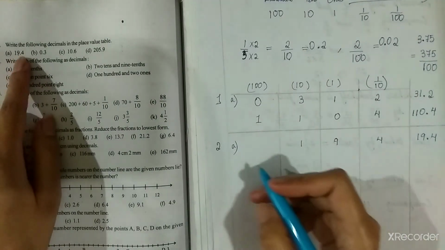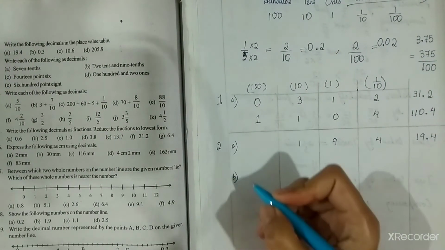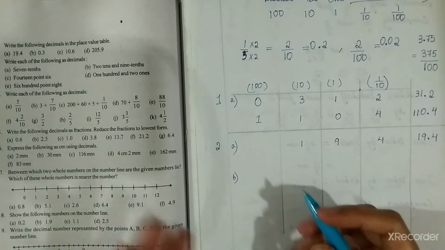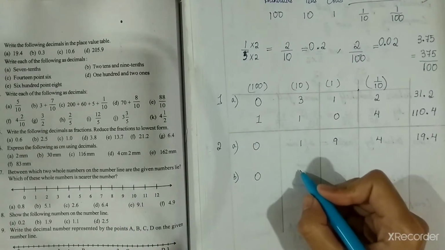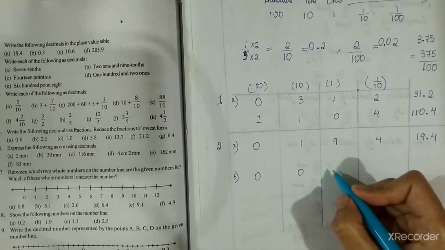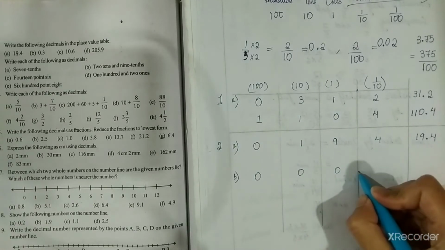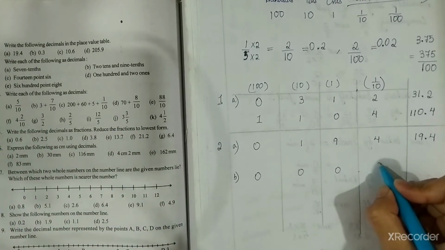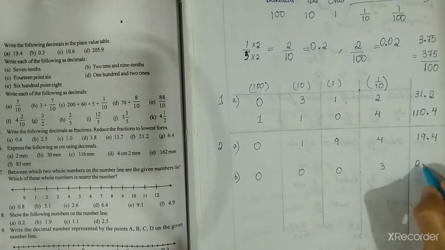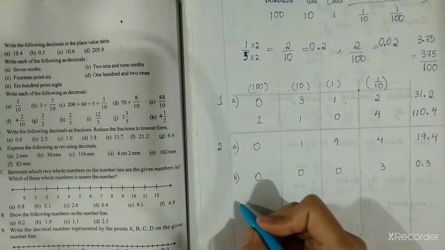And what about B? 0.3. There is no 100, there is no tens, there are no ones, and after the decimal point, in the tenth place there is 3, so I get 0.3. What about number C?